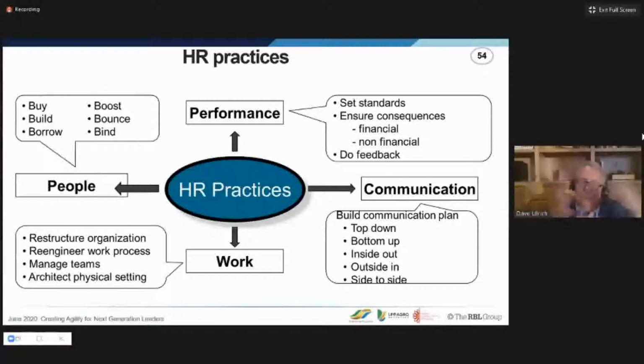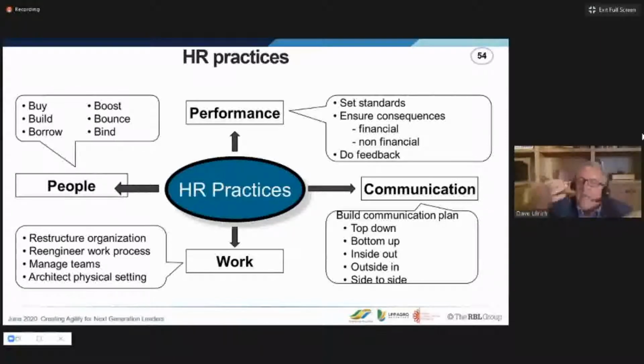People: buy people, hiring the right people; build, train the people; borrow, access people through contracts or remote work; boost, promote people; bounce, remove people; or bind. In fact, somebody once asked me, what's the most critical human resource practice for helping a company succeed? And I'm going to tell you what it is. Place your lowest performing employee in your competitor, and tell that low performing employee to keep doing the same work. Just do it for a competitor. By the way, it's a joke, but it's also true, because if I pick my competitors' employees, they're not going to win.